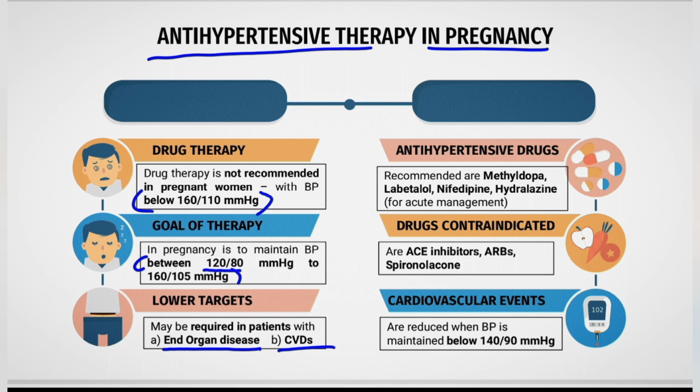Now see what are the recommended drugs and what are the contraindicated drugs in pregnancy. In pregnancy the recommended drugs are methyldopa, labetalol, nifedipine, and hydralazine for acute management. And the drugs contraindicated in pregnancy are ACE inhibitors, the ARBs, angiotensin receptor blockers, and spironolactones. The cardiovascular events in pregnancy can be reduced if we maintain the BP below 140 by 90 mmHg.